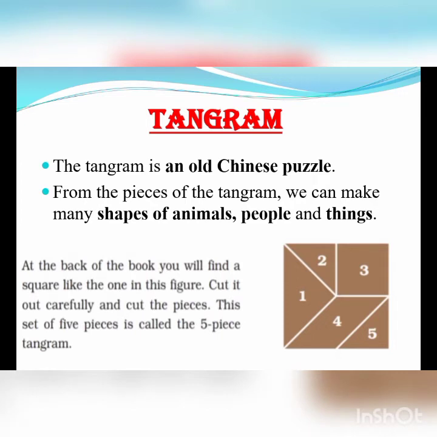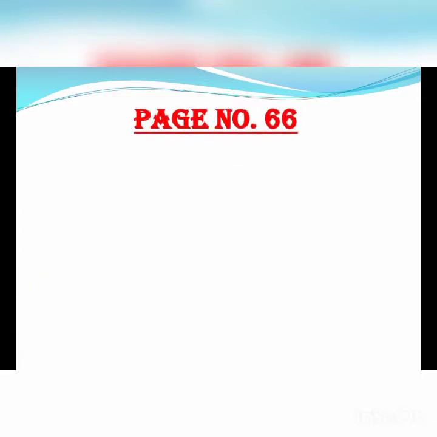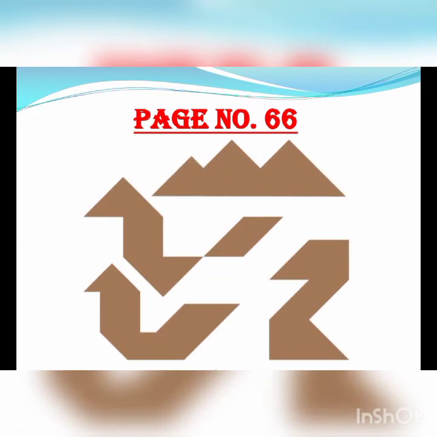At the back of the book, you will find a square like the one in this figure. Cut it out carefully and cut the pieces. This set of 5 pieces is known as the 5-piece tangram. Now, on page number 66, you can find many pictures like this. You can also make the following shapes using 5-piece tangram.